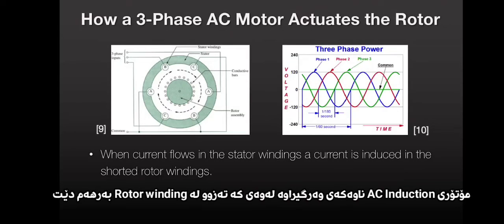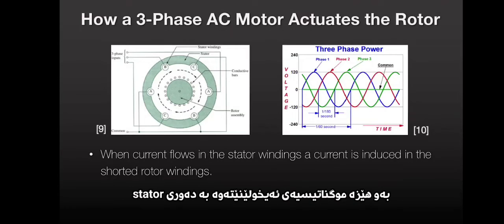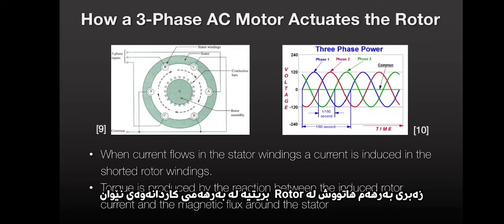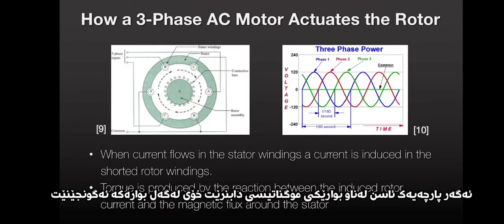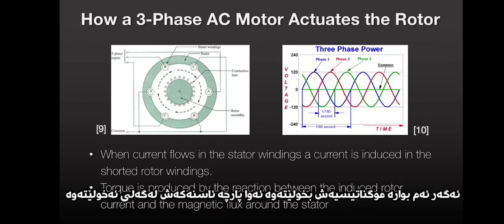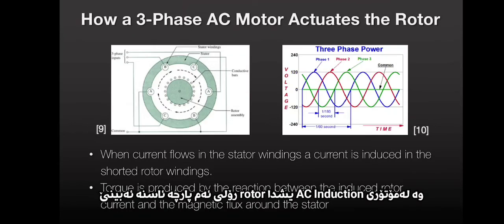The AC induction motor gets its name by the fact that current is induced in the rotor windings by the magnetic field rotating around the stator. Torque is induced in the rotor by the reaction between the induced rotor current and the rotating magnetic flux. Recall what I said a half a dozen slides ago. If an iron rod is suspended freely in a magnetic field, it will align itself with the field. If that field is rotating, the iron will rotate with the field. In an AC induction motor, the rotor is analogous to the iron rod.